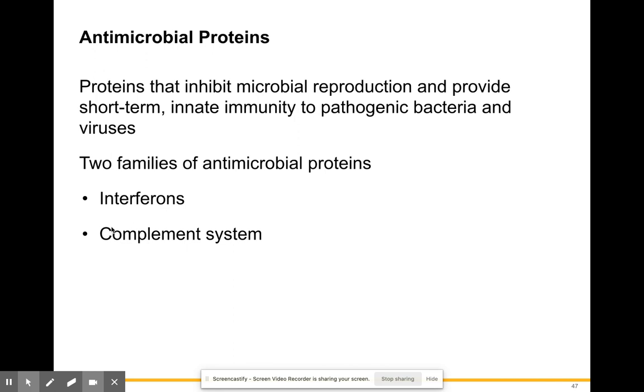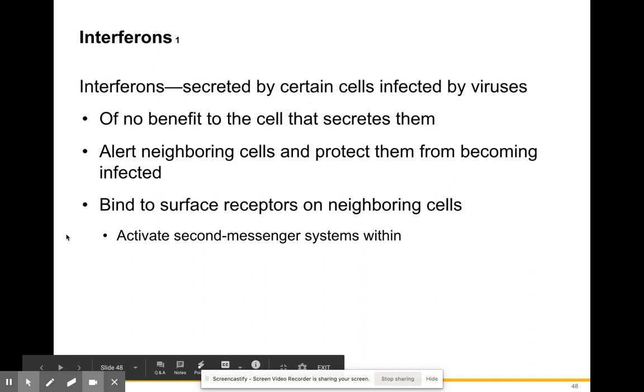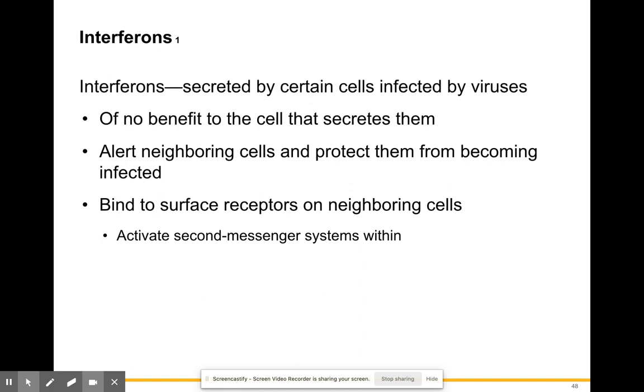So what an interferon does, interferons are secreted by cells that are infected. So you have a cell that's already infected, and it's specifically infected by viruses. That cell is a goner. That cell is not going to be able to help itself. That cell is not going to be able to uninfect itself.